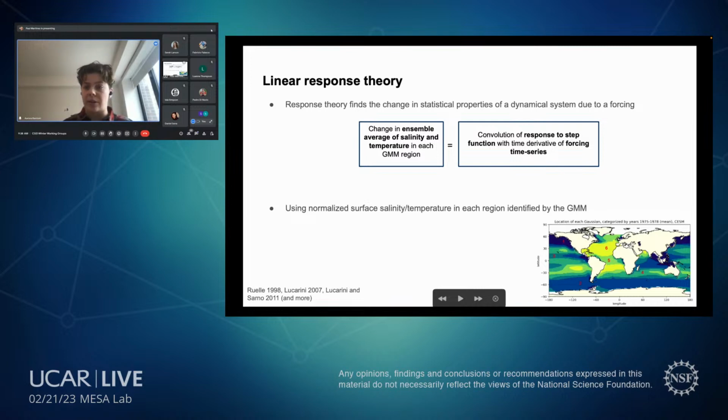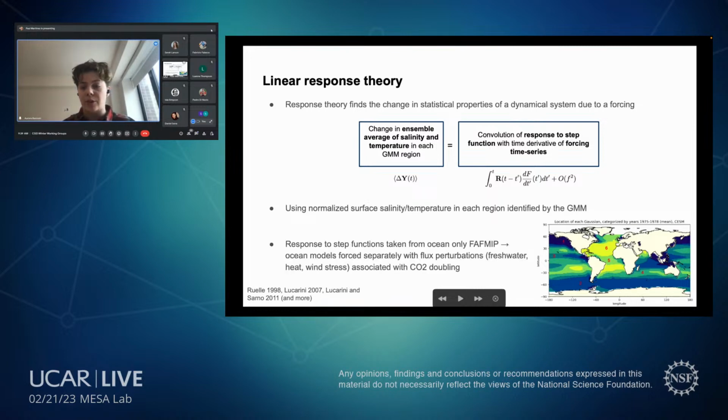Basically, linear response theory allows you to write the change in these time series as equal to the convolution between the response to a step function and the strength of a forcing time series. Underneath, that's shown in equation form. Here delta y is the change in salinity and temperature regionally, the r function is the response to a step function, and f is the strength of the forcing over time.